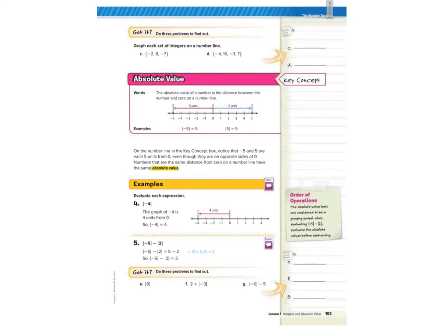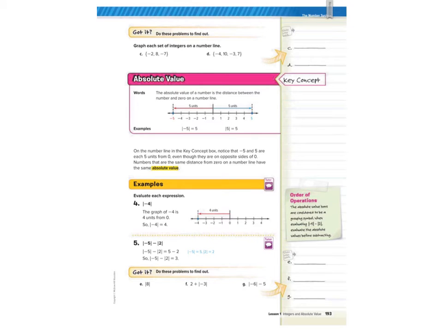Here's 2 questions for you. You can practice plotting the integers on the number line for C and D. I'm not going to take time to do that right now because I think that's a skill you probably already have. Let's go on to absolute value.